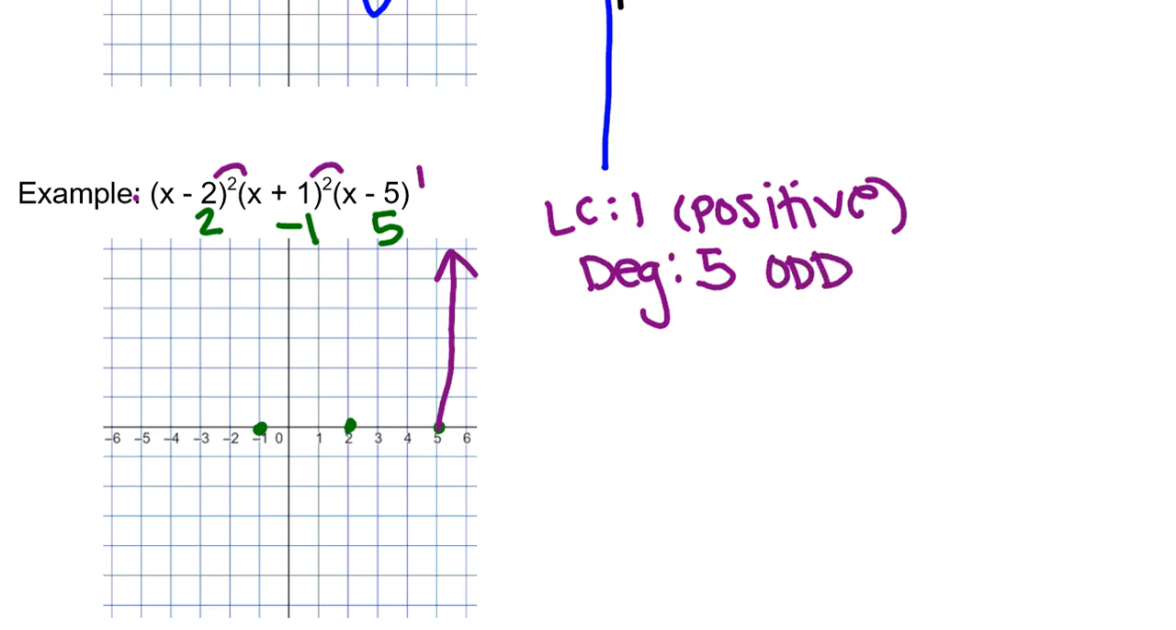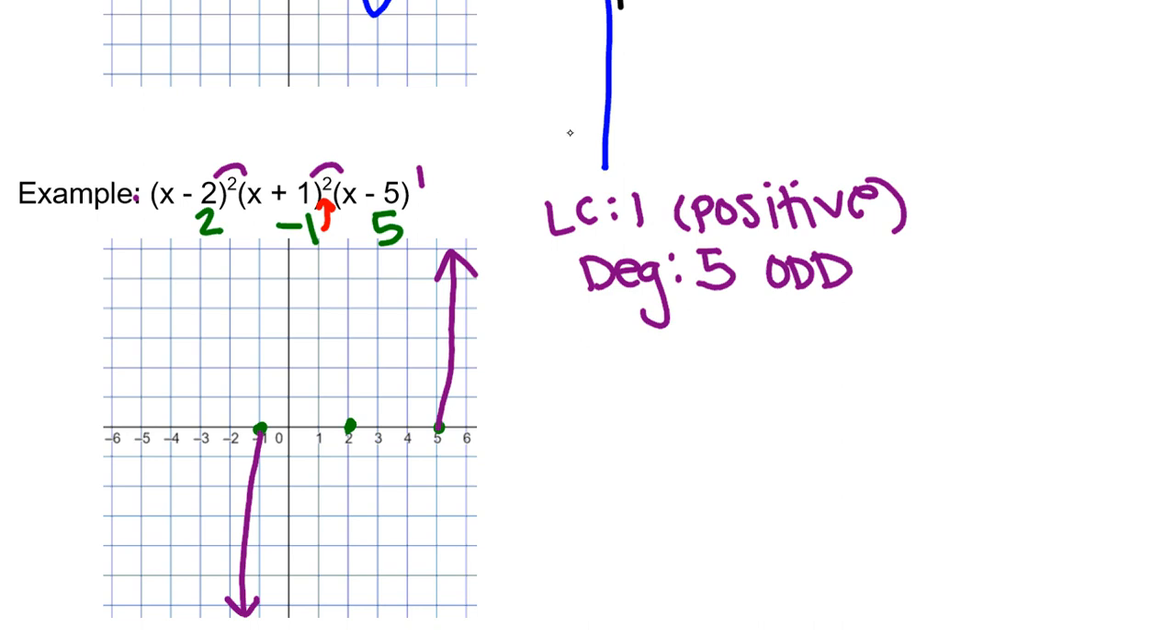And again, the fact that it's odd tells me that over here on the left-hand side, once we get to the left-hand 0, we're going to go down. Okay. Now, if you were paying attention to what I was talking about bouncing and crossing, this 0 has a multiplicity of 2. Okay, so that's even.